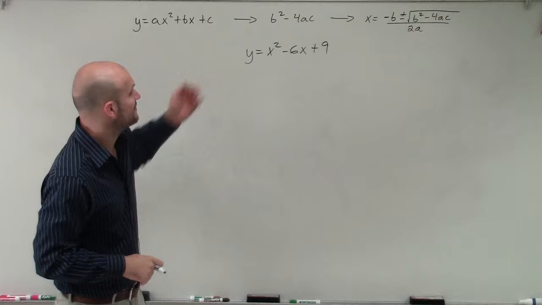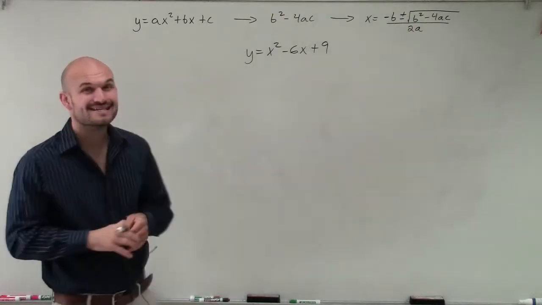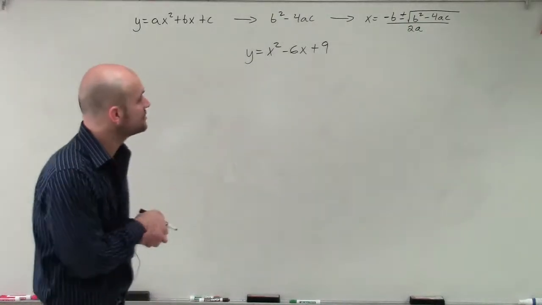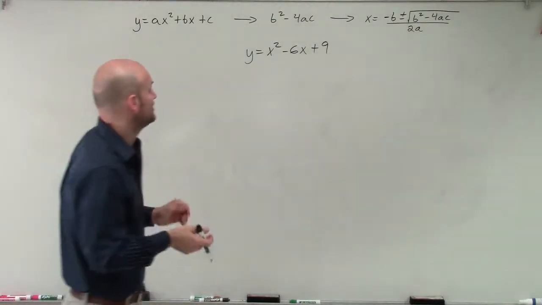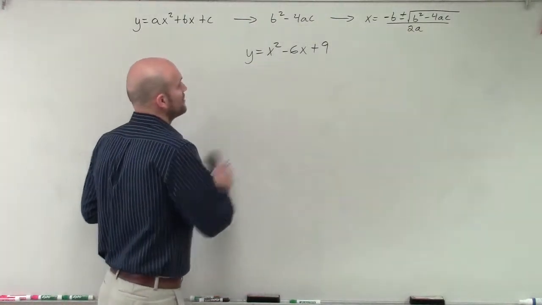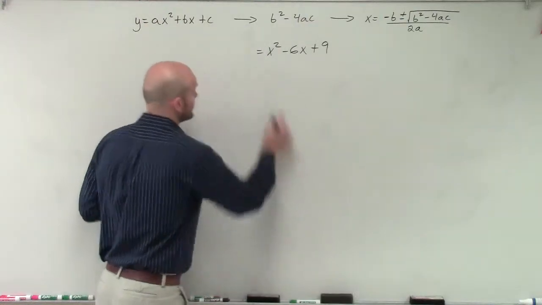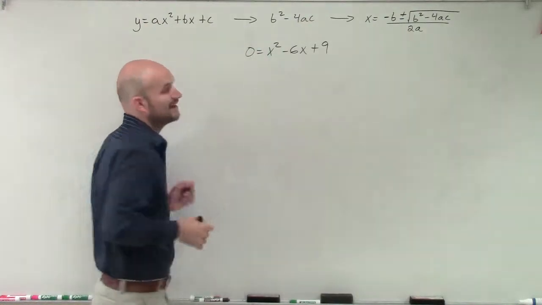Welcome. So what I have is y equals x squared minus 6x plus 9. And what I'm going to do for this equation is solve by using our quadratic formula. So the main important thing that we want to do is find our x values that are going to make this equation true when our output value is equal to 0.